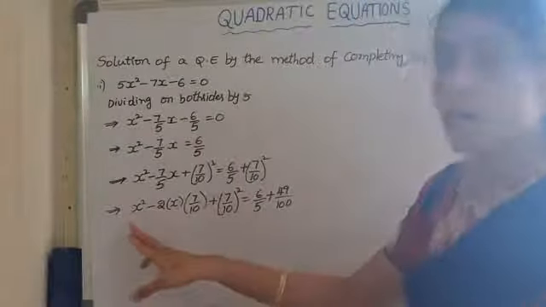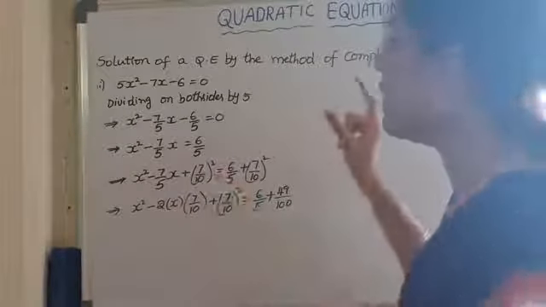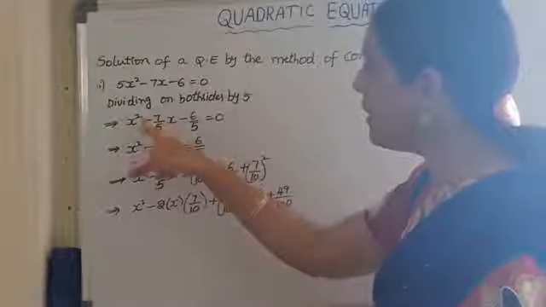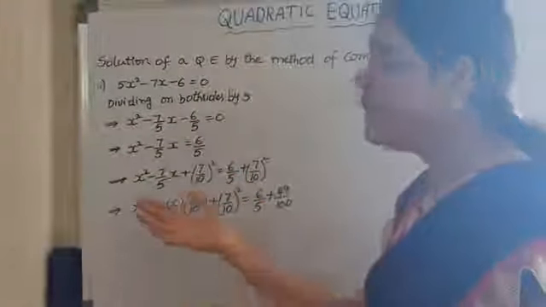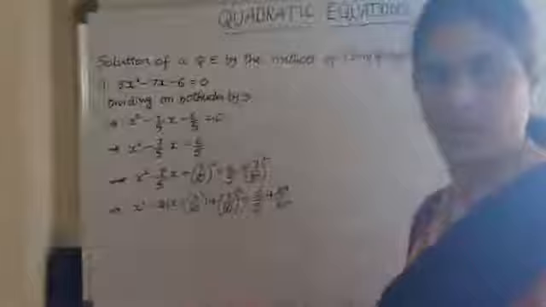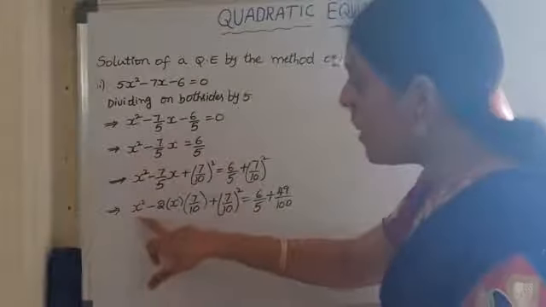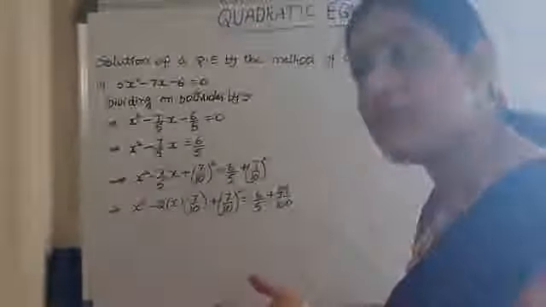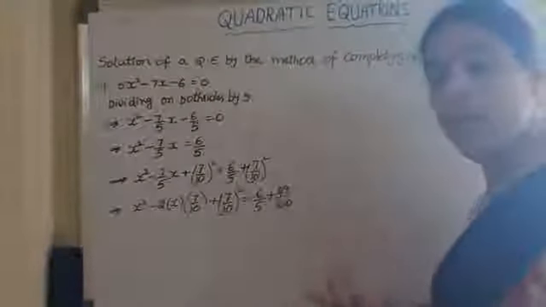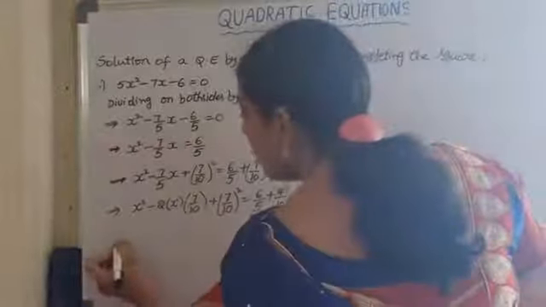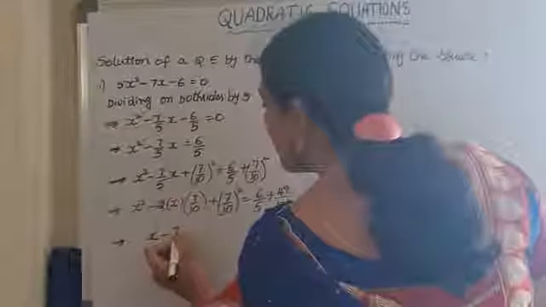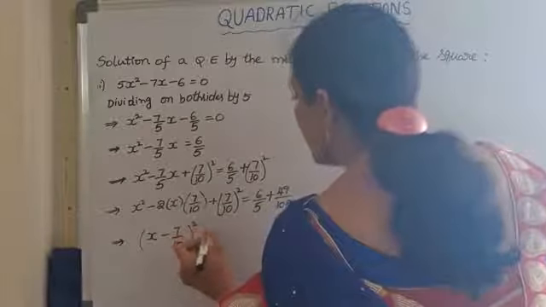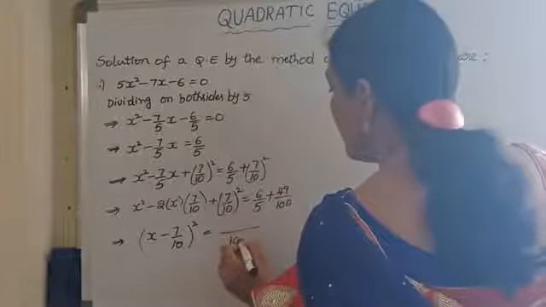Now this is of the form a square minus 2ab, while in the previous sum it was a square plus 2ab. If the coefficient of x is minus, then you will get the a minus b whole square formula. The formula for a square minus 2ab plus b square is a minus b whole square. Now x minus 7 by 10 whole square is equal to, and this is the LCM 100 here.